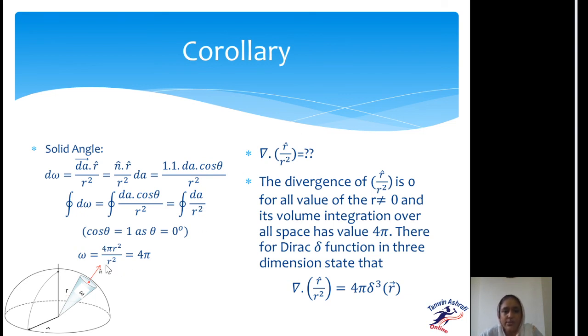1 upon r square will be taken outside, and the integration over the closed area dA for the whole sphere is equal to 4 pi r square. R square gets cancelled. Omega is equal to 4 pi.